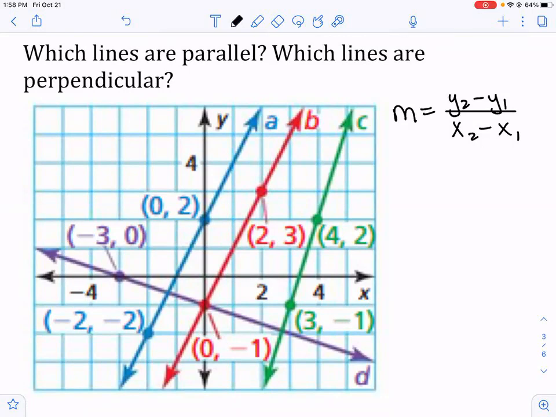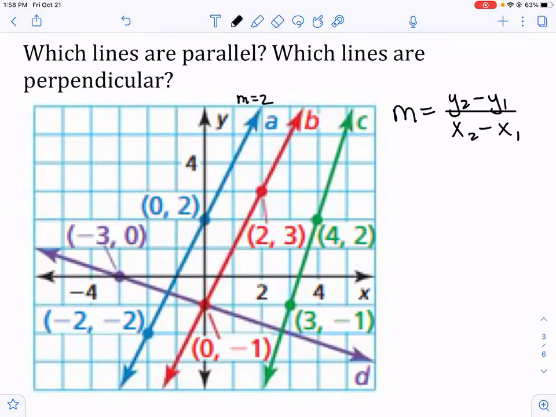Okay. And we're back. Rhett, what is the slope of line A, the blue line? 2 over 1. Okay. So that one has a slope of 2.